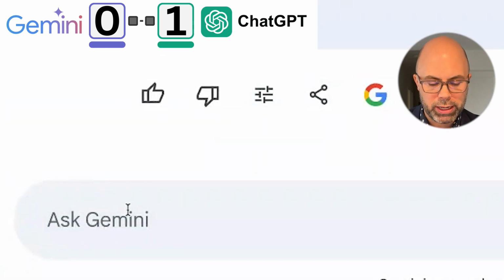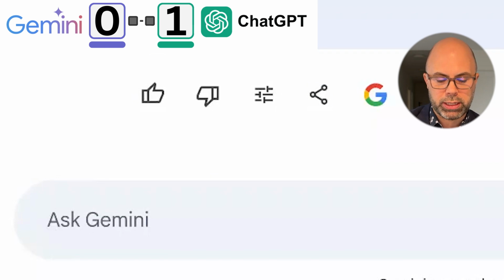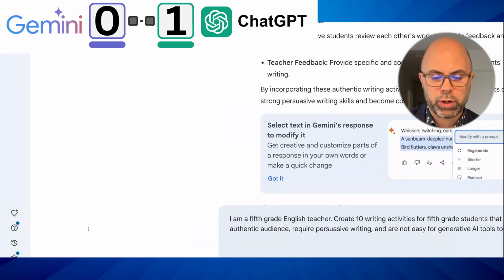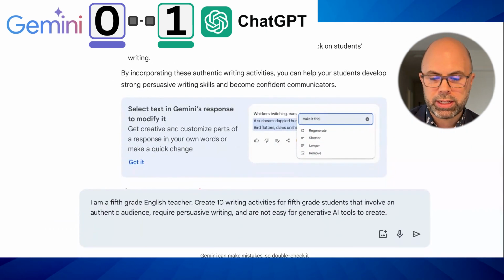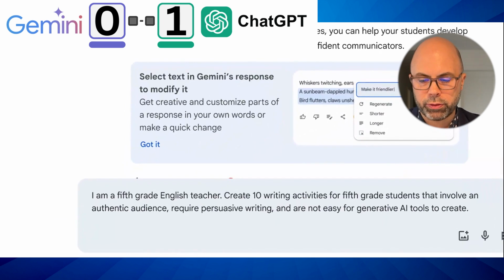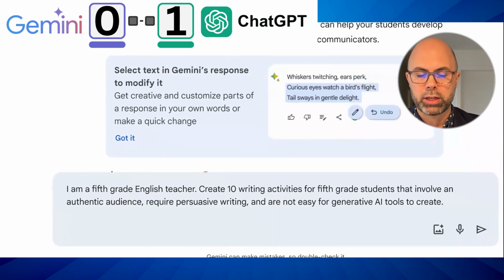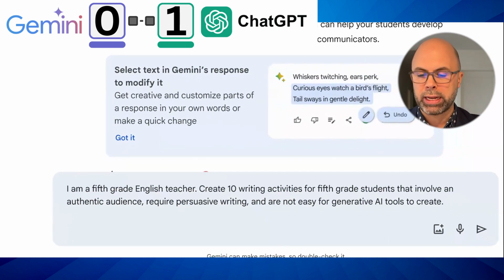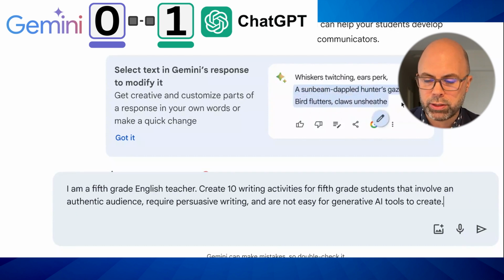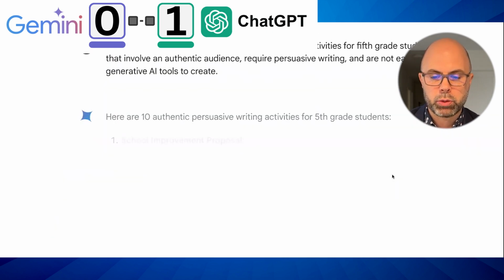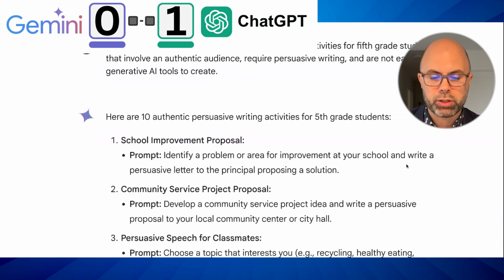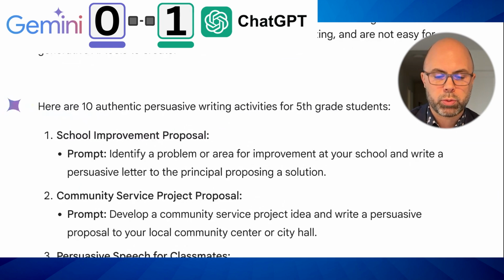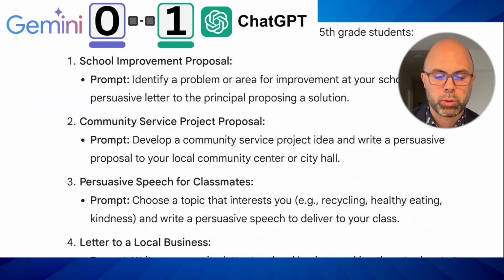Welcome to Google Gemini. Let's insert the same prompt that we used in ChatGPT. So again, I am a 5th grade English teacher. Create 10 writing activities for 5th grade students that involve an authentic audience, require persuasive writing, and are not easy for generative AI tools to create. And submit. School improvement proposal, community service project proposal, persuasive speech, letter to a local business.